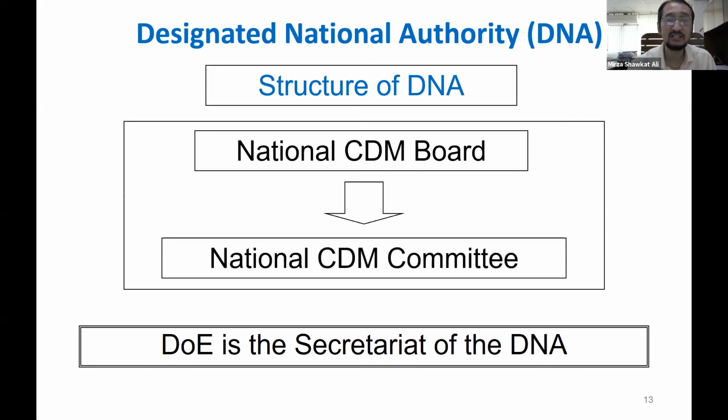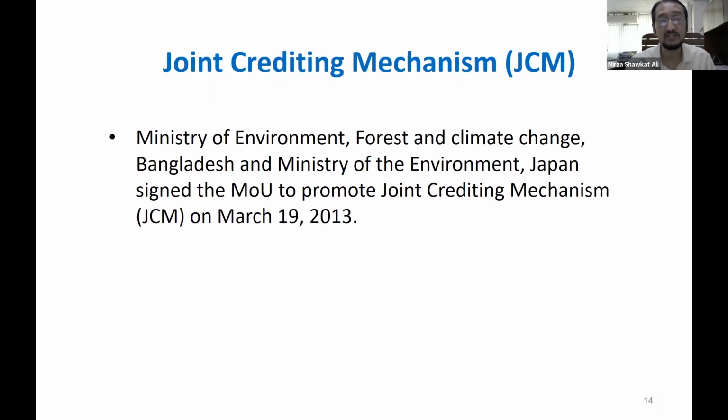Thank you. You can see this is a 2-tier designated national authority in Bangladesh. The National CDM Board is the higher tier, and the lower tier is the National CDM Committee. Our department is the Secretariat of the DNA, and I'm the CDM DNA contact on behalf of the country. So this is the two-tier DNA structure, but we find it a little bit time-consuming. So next slide, please.